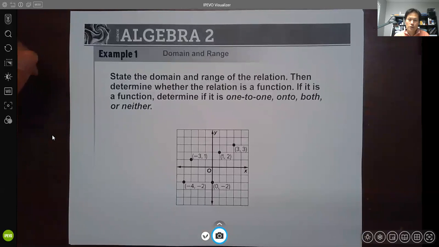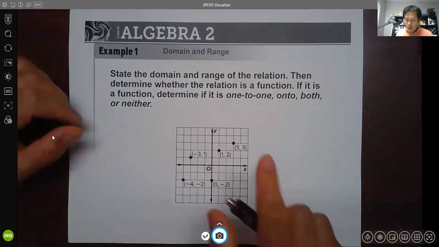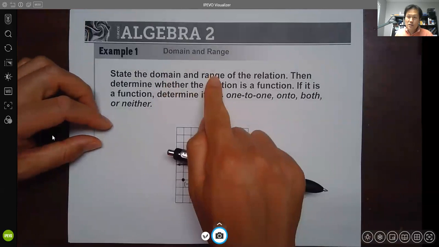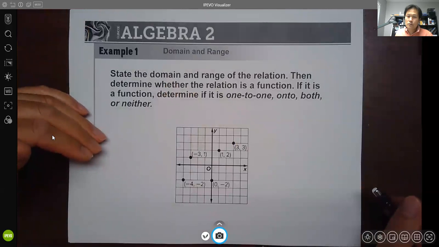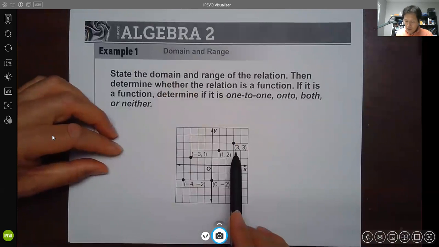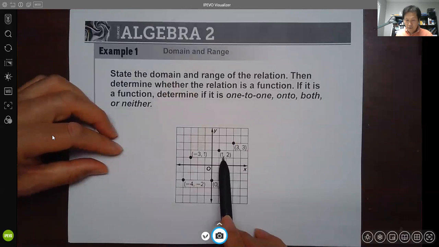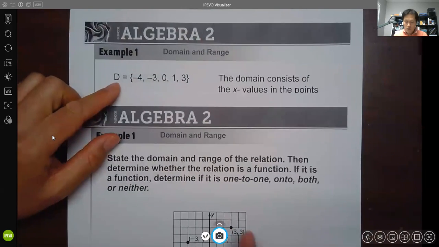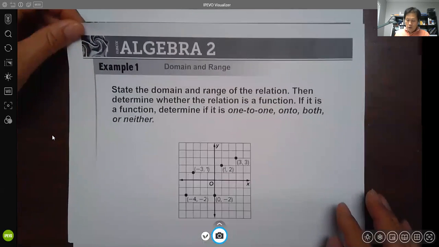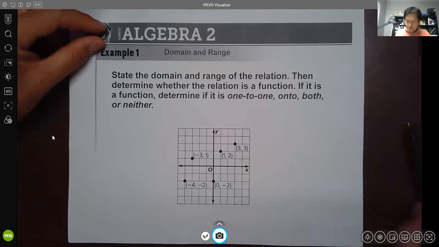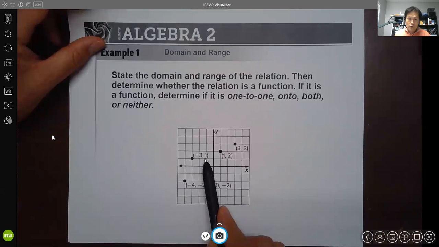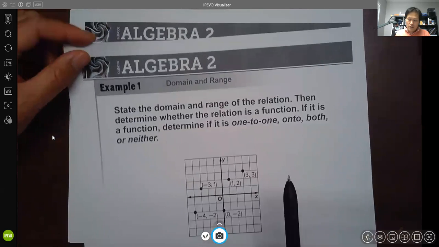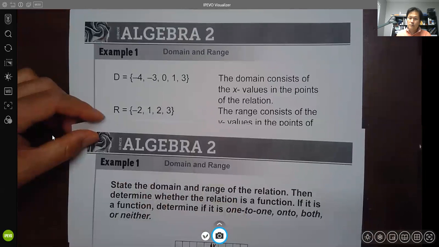State the domain and range of the relation. If you look at it, domain means input, range means output. X is input, Y is output. So domain is the X values. We got 5 numbers for the domain, so the domain will be all those numbers, 5 of them. Range will be the Y values. But if you look, these 2 points have the same Y value, so that's why the range has 4 elements in it.